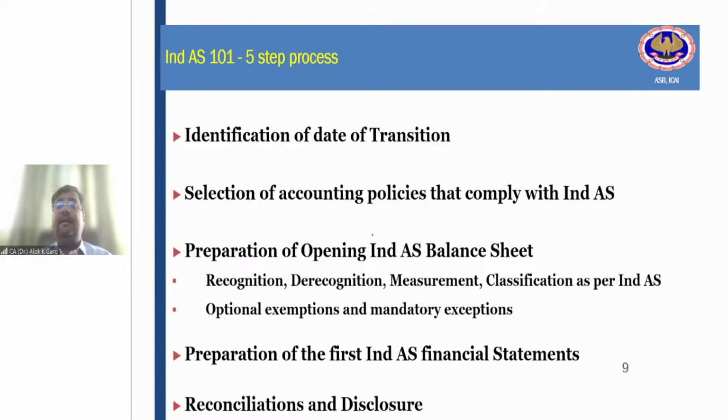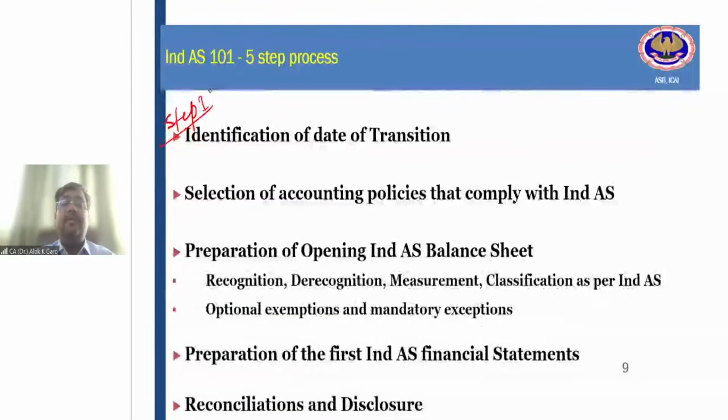As I told you, I have bifurcated this entire Ind AS 101, from the examination point of view as well as the practical life point of view, into 5 complete steps, right? First step is identification of the date of transition. This is step 1. Why is this identification important? Because this is the first date, the opening date, the beginning of the Ind AS transition, Ind AS working, right? And this is the date where all the rules and provisions of Ind AS 101 will be applicable.